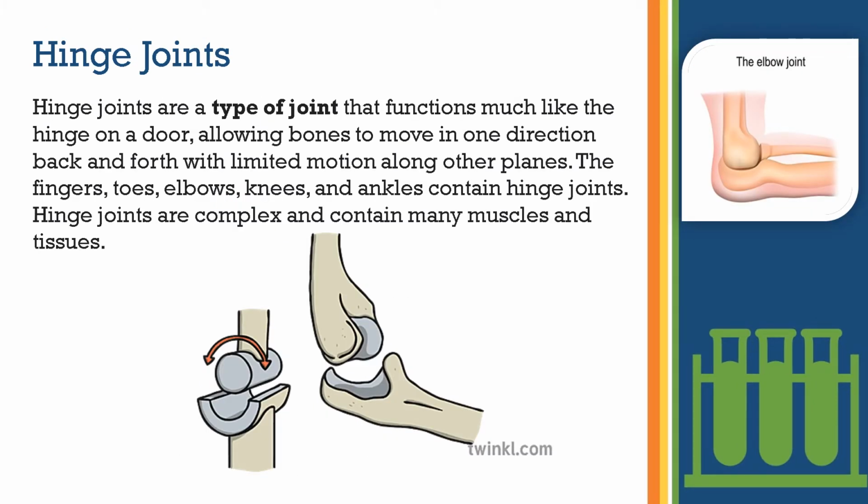Hinge joints. Hinge joints are a type of joint that functions much like the hinge on a door, allowing the bones to move in one direction back and forth within limited motion along other planes. The fingers, toes, elbows, knees, and ankles contain hinge joints. Hinge joints are complex and contain many muscles and tissues.